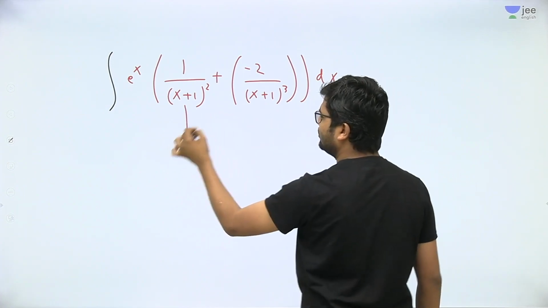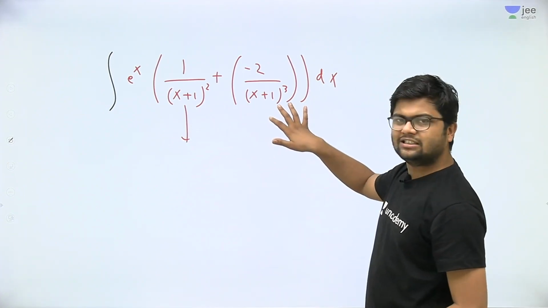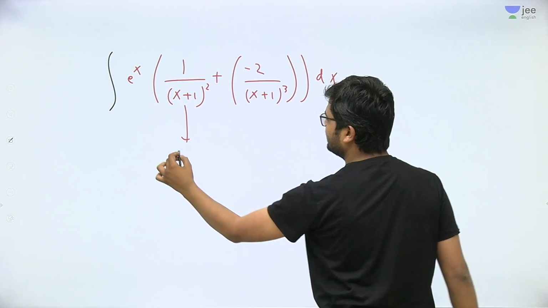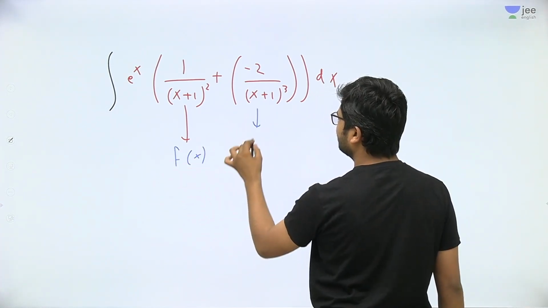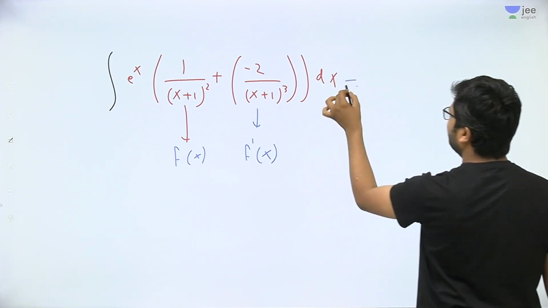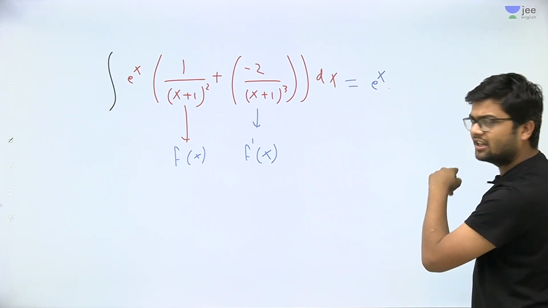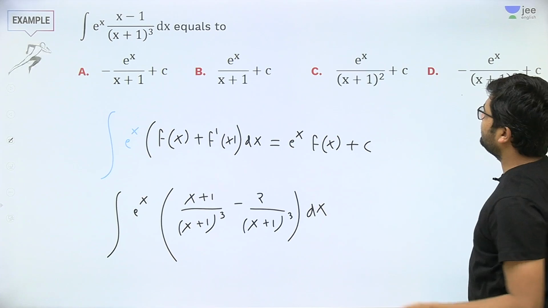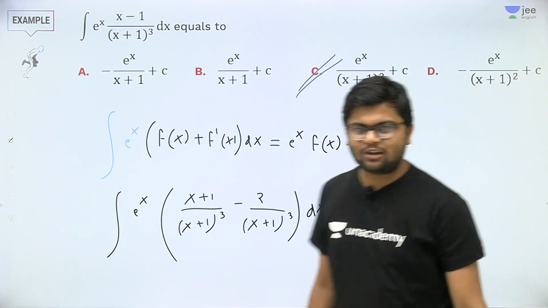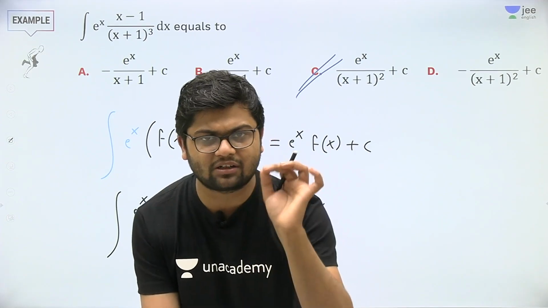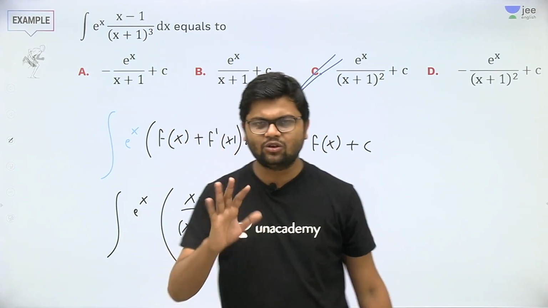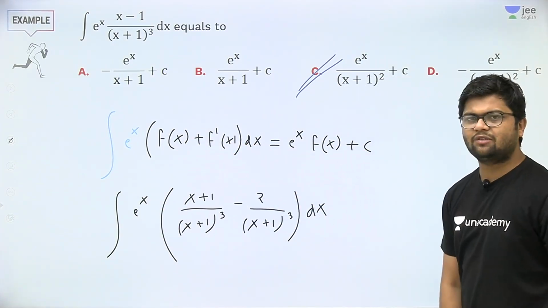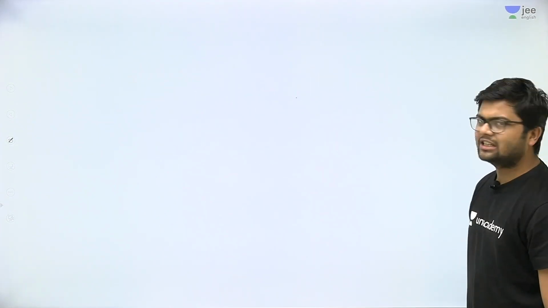Now if you let this function be f(x), this is written its derivative f'(x). Got my point? So this integral is solved, and its answer will be e^x times f(x), which will come out to be 1/(x+1)² plus c. So the answer will be e^x/(x+1)² + c. Basic question of indefinite integration. You must know this integration, that the integral of e^x [f(x) + f'(x)] dx will come out to be e^x f(x) + c. Got my point? So let's try the next question.